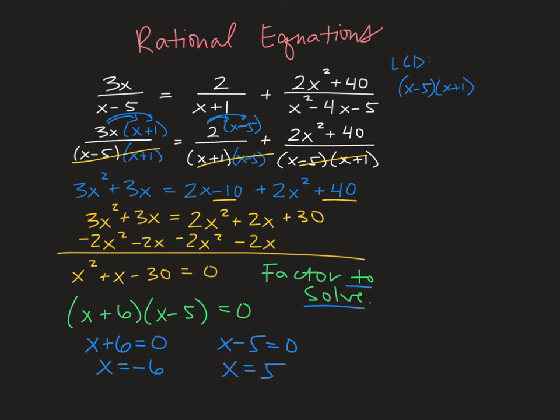I say possible because we do have to look back at the very beginning and see what values of x would make our denominator 0. Our denominators are all x minus 5 and x plus 1. The values that would make those 0 are 5 and negative 1 if you plug them in. So if we got either 5 or negative 1 as a solution, it would not work. Therefore, that can't work as a final answer. Our only final answer is negative 6.